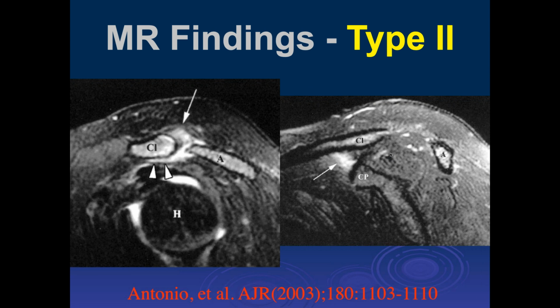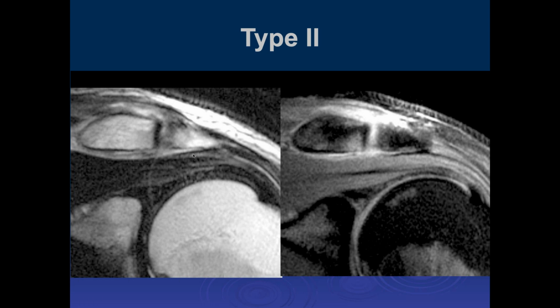You can see here in this case, we can see abnormal fluid tracking along an injury to the capsule. And then if you go to the sagittal images, this is from an article from 2003, so it's a little bit old. We can see a lot of edema in the CC ligaments. So this would be a sprain of the CC ligaments and a capsular injury. So this is a classic type 2.